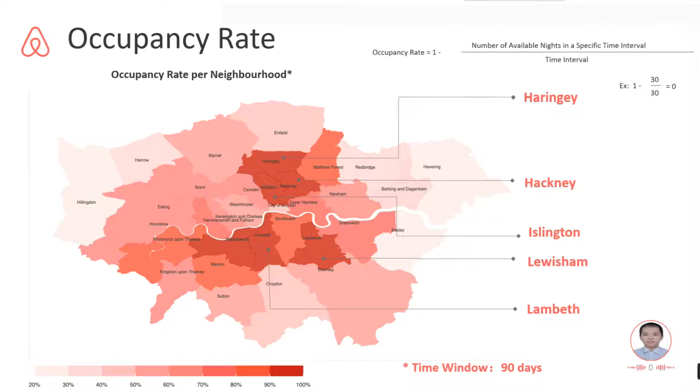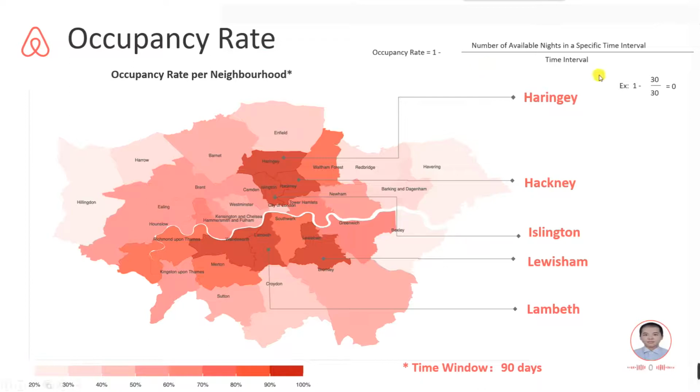Next, I'm going to talk about how to help Airbnb users better choose neighborhoods based on their popularity. To measure how popular a given neighborhood is in a given time window, we created a new metric, the occupancy rate. The occupancy rate is calculated as 1 minus the ratio between the number of available nights and the total number of nights in a given time window.